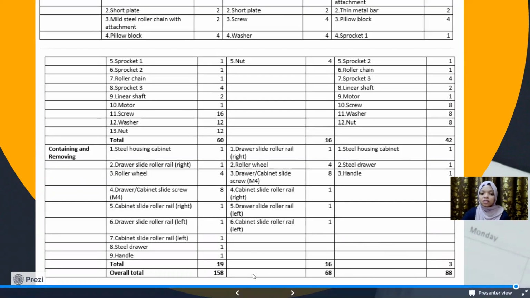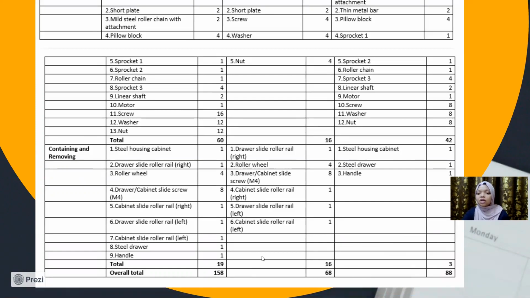So overall it is around 158 before the FMA. We reduce it to 88. So there is a reduction in parts of around 68. So after we calculate, we find out that the DFMA for our design is only 44%. Since the potential is 40 to 60%, this indicates that the current design is fair. So thank you.